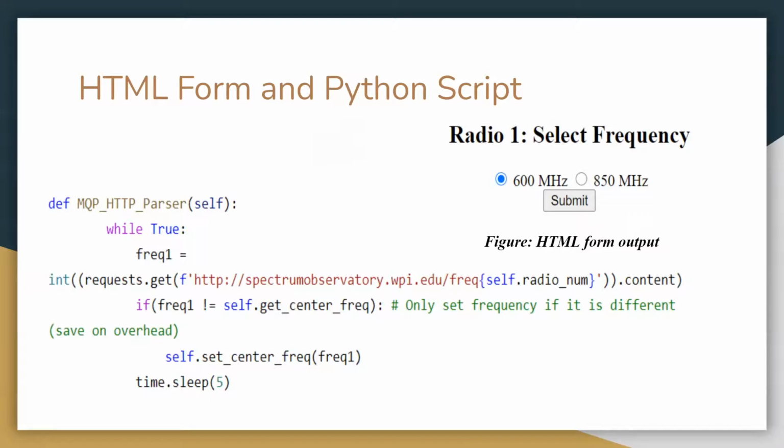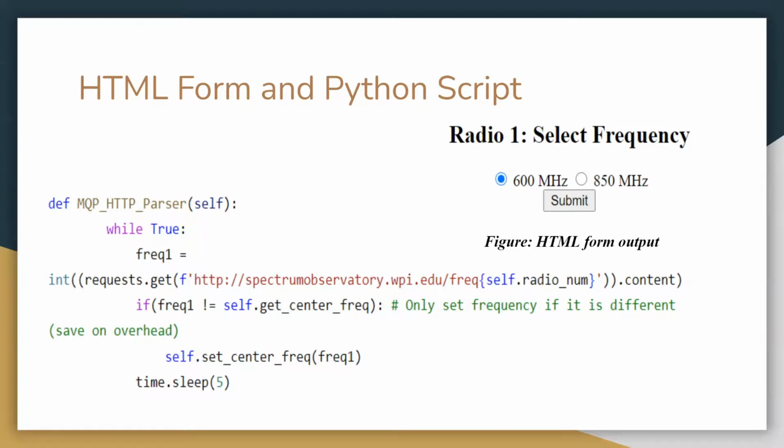As you can see on the upper right corner, that is what the output of the HTML form looks like. On the client side, using radio buttons, the client can choose between 2 predetermined frequencies for each radio. The POST request was used to send the user input to the server, where the server stores it for the host computer. HTTP GET was used in the Python script to fetch the frequency value from the server and change the center frequency of the radios.